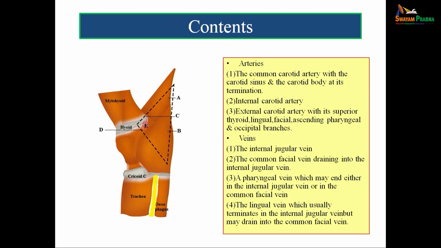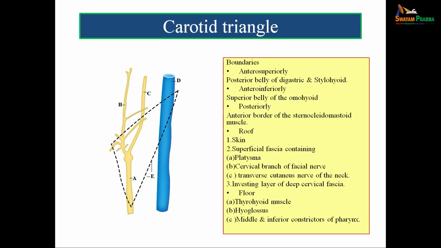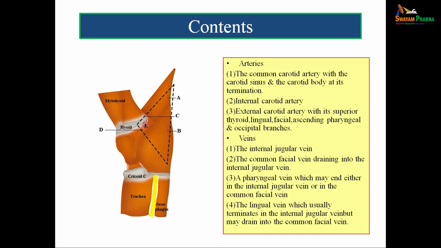Now, if you see the slide, I will show you how the floor of the carotid triangle is formed. Here E represents the thyroid muscle, A is representing the middle constrictor, and B is representing the inferior constrictor muscle. So, this diagram is showing the structures forming the floor of the carotid triangle.